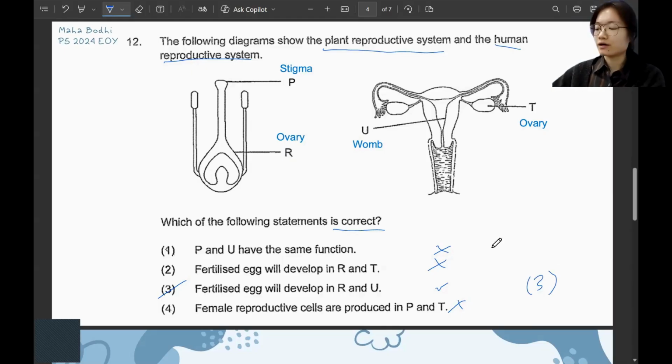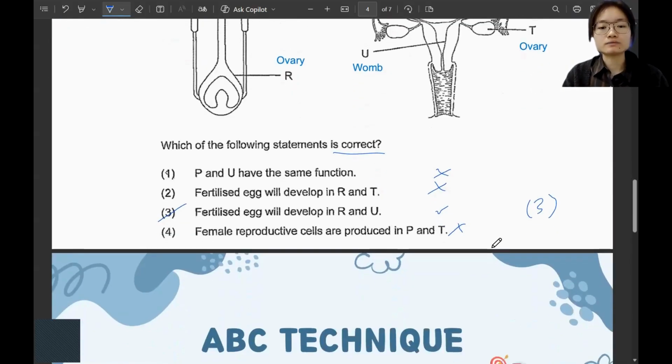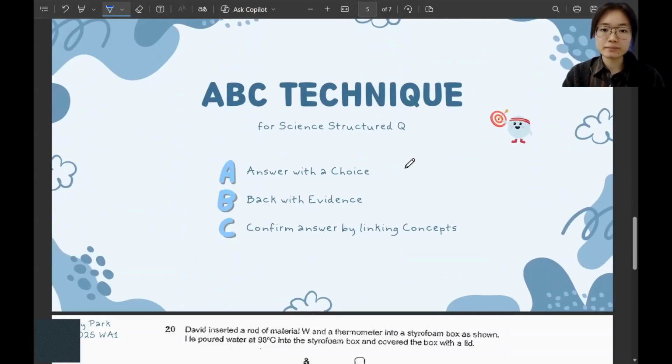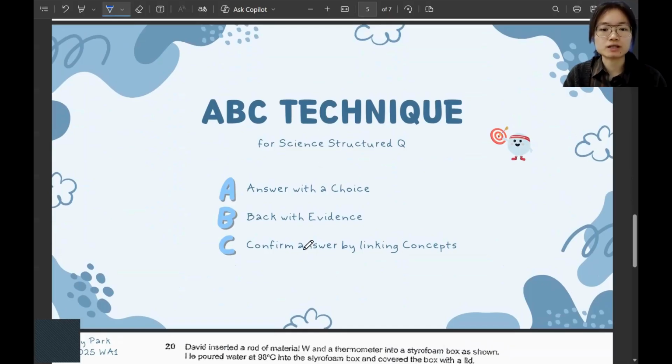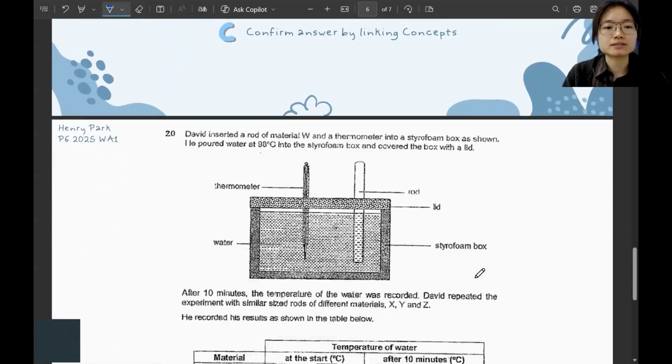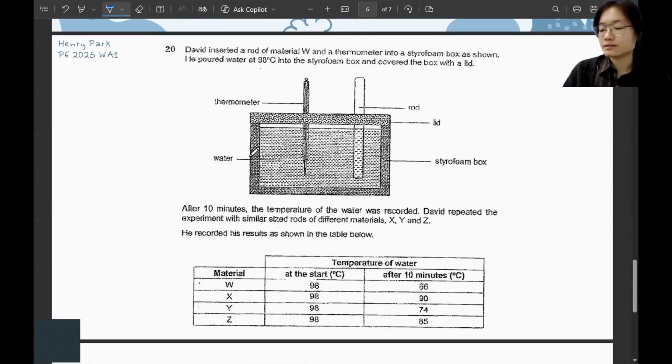Now let's move on to the ABC technique for structured questions. A is answer with a choice. This is kind of similar to the CER technique in some of your schools, right? So A is answer with a choice, B is back with evidence, and C is confirm your answer by linking to concepts. Let's practice this with the next question.